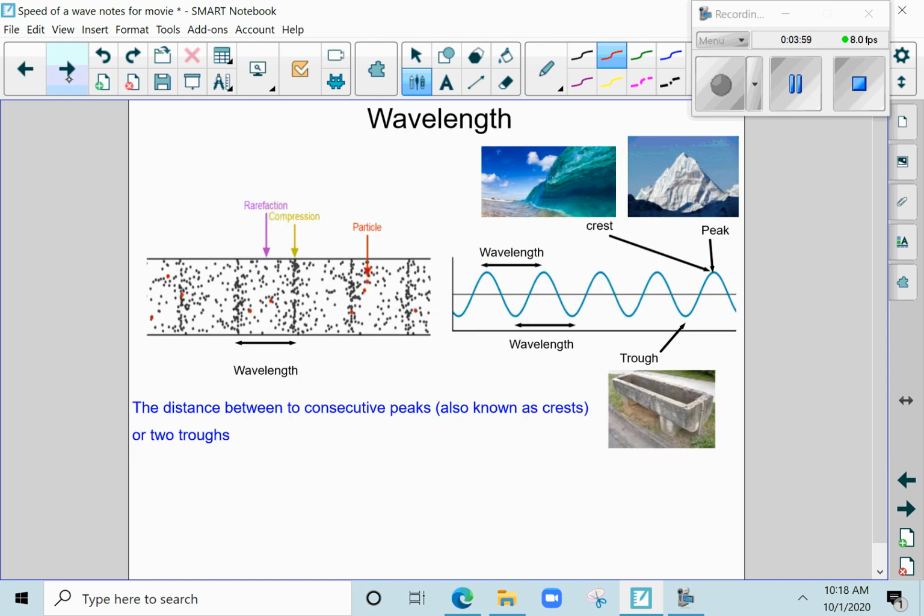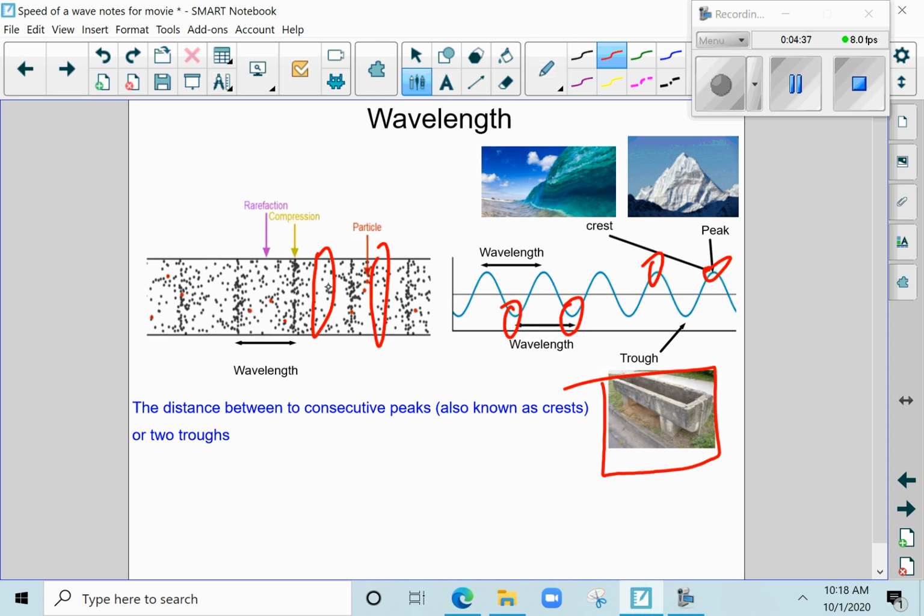A wavelength, the length of the wave, is defined as the distance between two peaks of a transverse wave, a peak being the highest point possible, or from a compression to a compression, which is equivalent to a peak. We could also view it as the bottom of the wave to the bottom of the wave, which is called a trough, named after a feeding trough, actually, which would be the same thing as a rarefaction to a rarefaction.